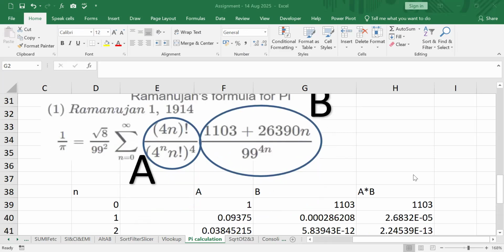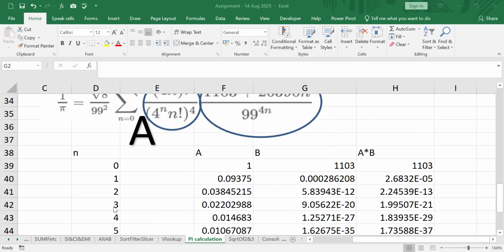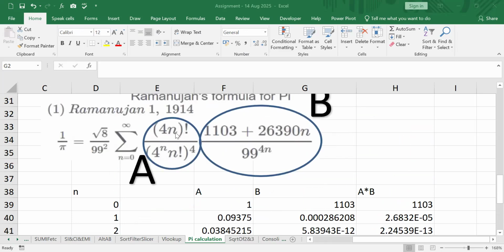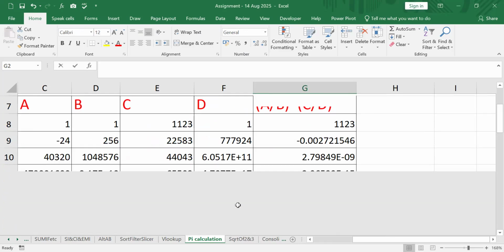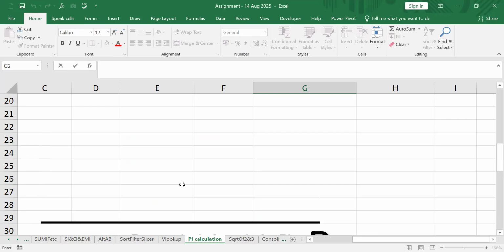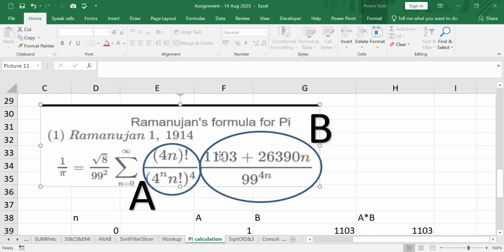Let us call these two inside the sigma as A and this is B. So we want to calculate when n equal to 0, when n equal to 1, 2, 3, 4, 5. First let us substitute n equal to 0 in this formula, n equal to 0. And here I have already done that.